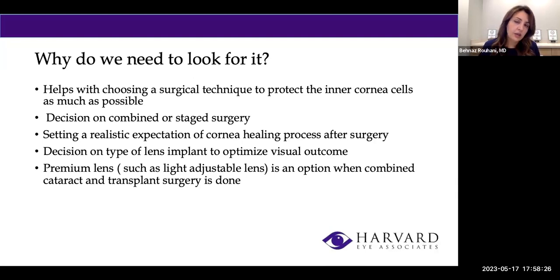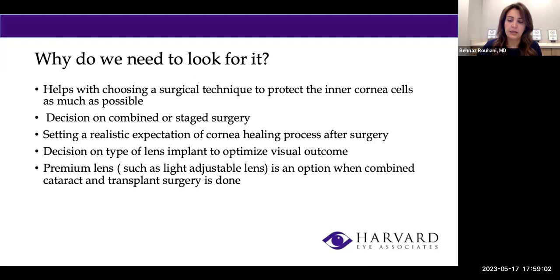So if anyone has a question regarding, okay, what if I have an advanced stage of Fuchs dystrophy and I have cataract too, I was told that I have to have the combined surgery, can I get a premium lens to optimize my visual outcome? The answer is yes. But the only one that is approved right now to be implanted in patients with Fuchs dystrophy and transplants is the light adjustable lens. That's the higher technology lens that is available now and is FDA approved.